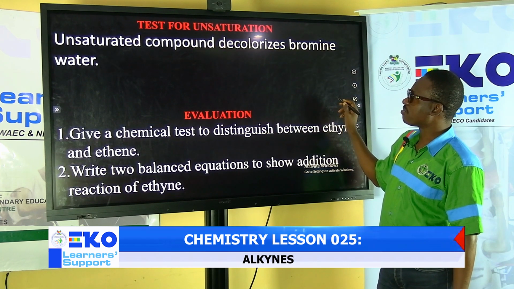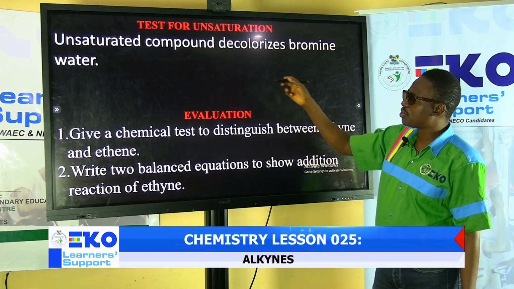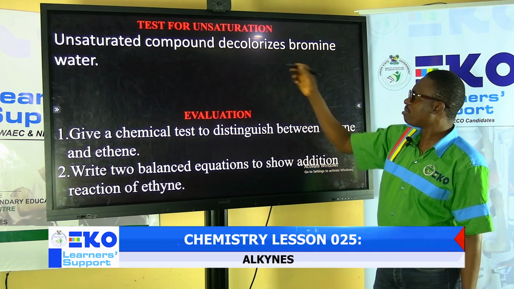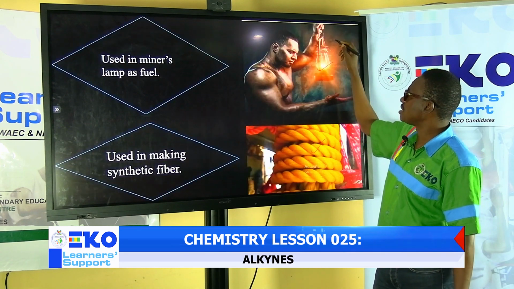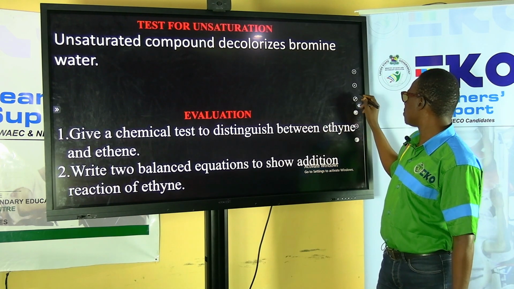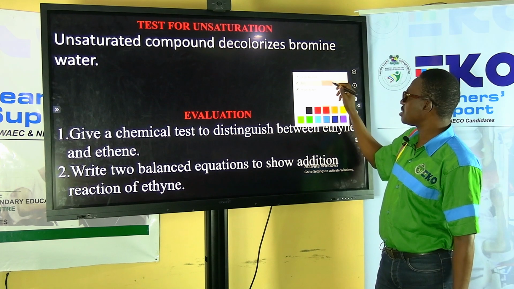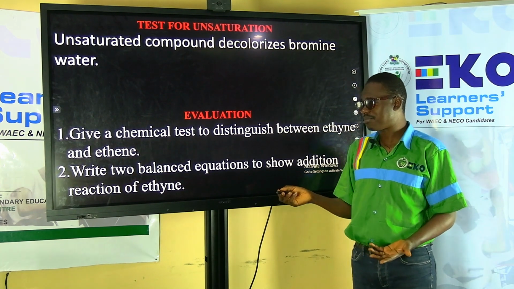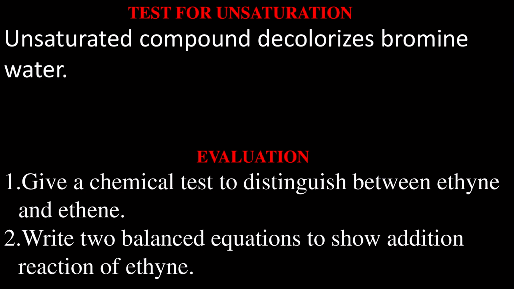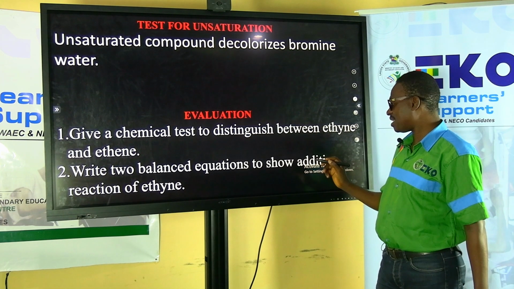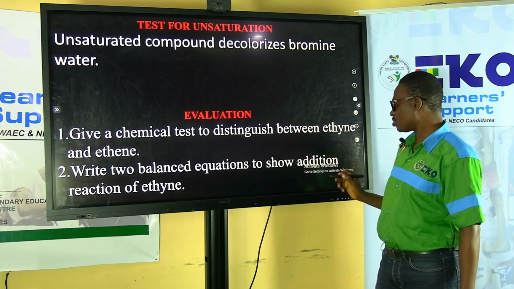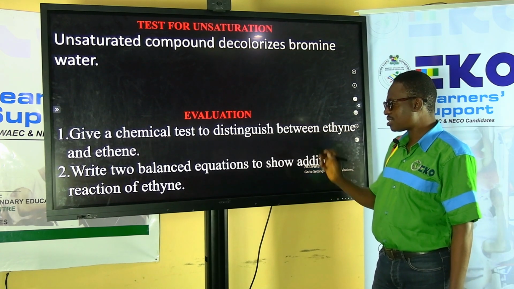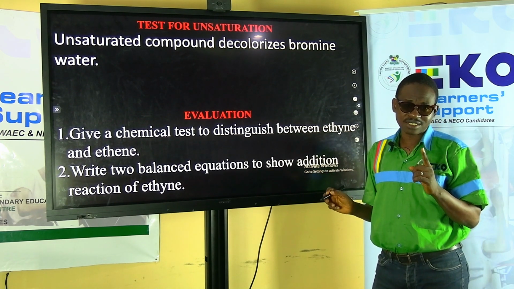Good. So test for unsaturated hydrocarbon. I've told you already, unsaturated compounds decolorize bromine water. Now, evaluation. I want you to just digest this. Give a chemical test to distinguish between ethyne and ethane, and write the balanced equation to show addition reaction of ethyne. One minute.